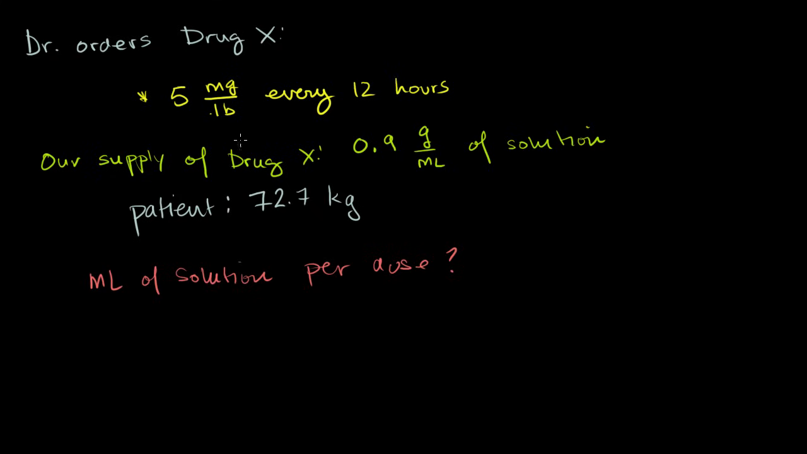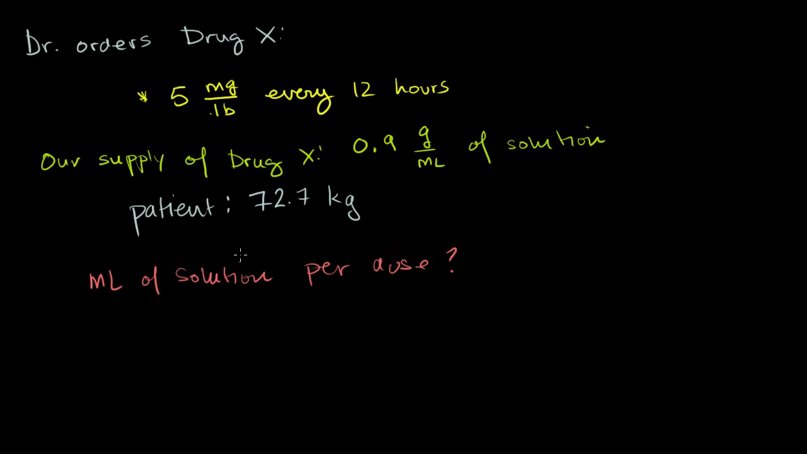And there's a couple of things. We have to go from milligrams to grams, and then convert that to milliliters. And then they tell us per pound, but then they gave us the patient's weight or their mass in kilograms. We have to do some conversion there. So I definitely can appreciate how this can be a little daunting and maybe confusing at times. So let's just do it step by step.